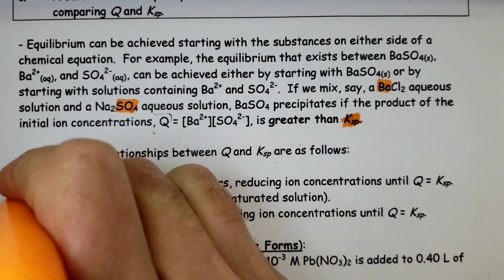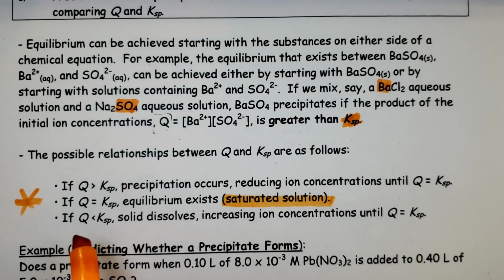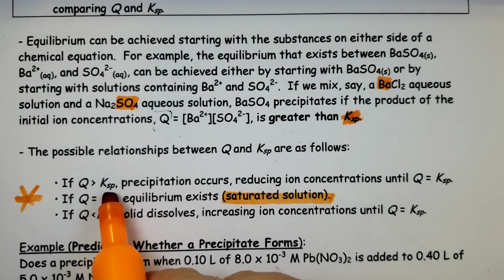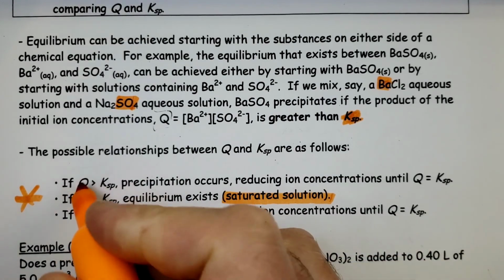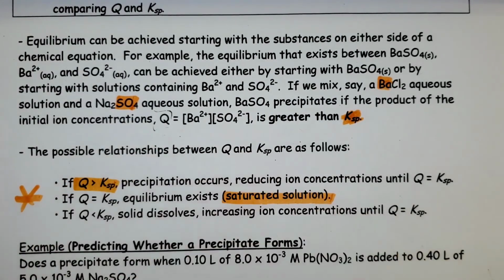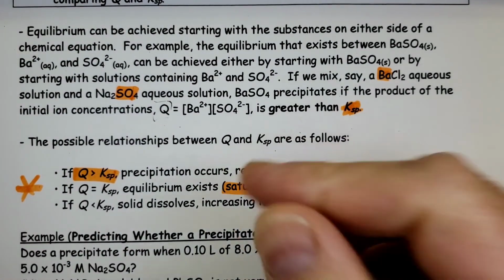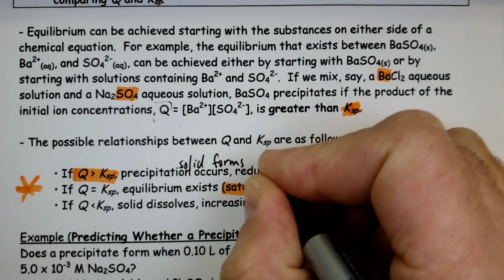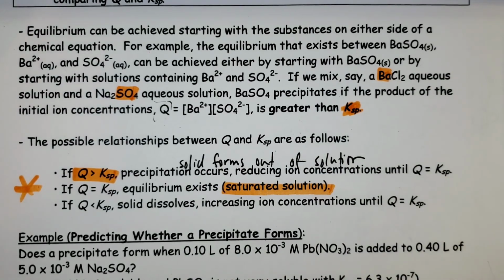So over here, we'll put a big star over here. If Q is equal to the KSP, it's saturated. That's a perfect amount for this scenario. My barium multiplied by my sulfate equals a certain number. If that value is achieved in a solution, then it's a saturated solution. But if I have more than is capable of being dissolved, I'll have a precipitation being formed. So solid forms out of solution. And it does that until Q and KSP equal the same thing.